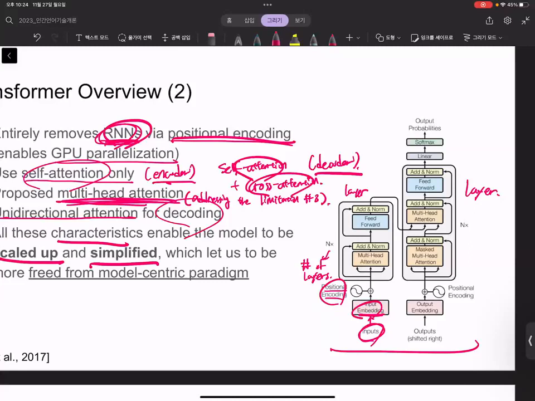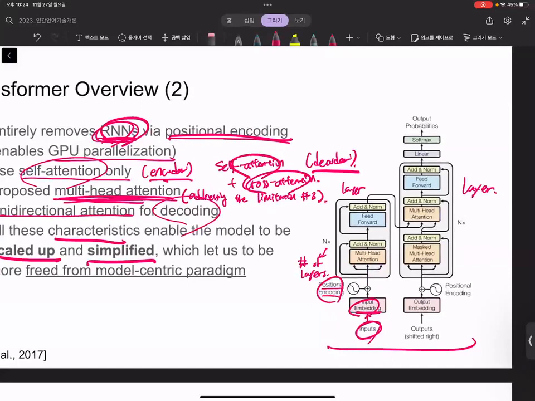And this goes into the multi-head attention. There are three arrows, right? Three arrows for the multi-head attention. That means there are three input arguments for the multi-head attention. And the output of multi-head attention goes into the add and norm, which is a normalization layer.